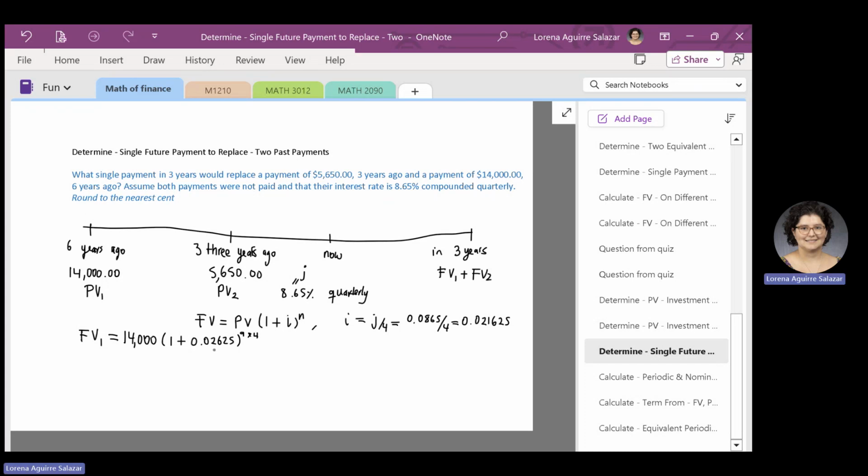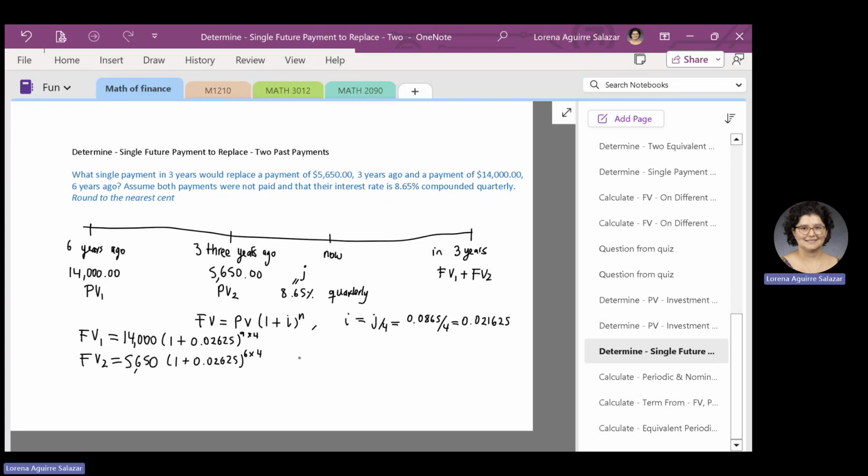Now the future value of the $5650 would be $5650 multiplied by 1 plus 0.021625, the same periodic interest rate. This time, we take into account that the time that passes between 3 years ago and 3 years from now is 6 years. So now we multiply 6 by 4. We take the total number of years and multiply by the compounding frequency to get the total number of compounding periods.